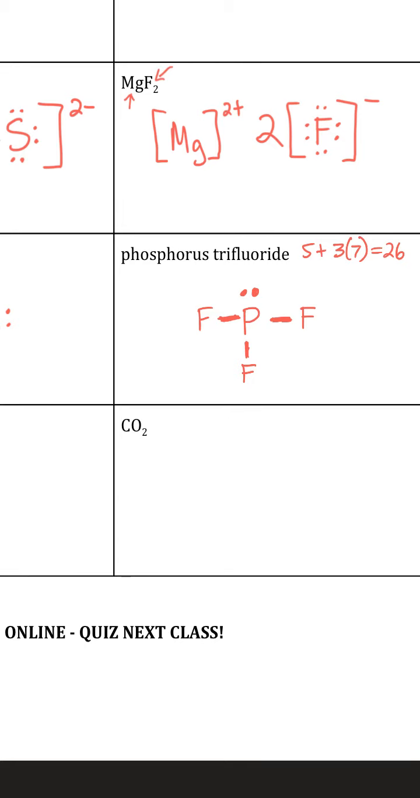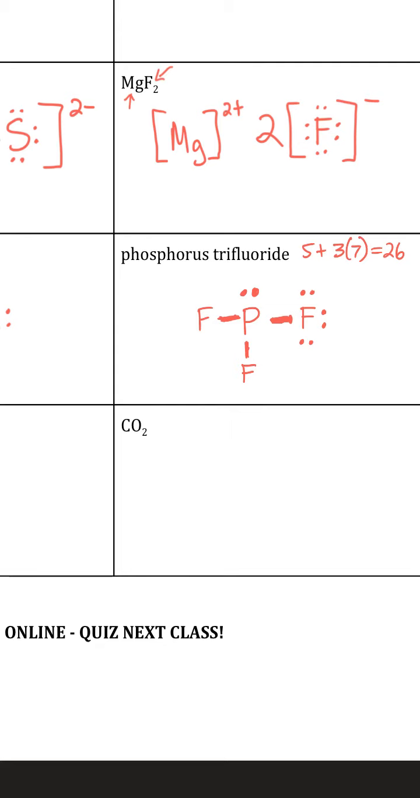Okay, so that follows the octet rule. Let's make sure fluorine also follows the octet rule. So fluorine has 7 valence electrons. So 1, 2, 3, 4, 5, 6, and the 7th one is making a bond with phosphorus. So that's 1, 2, 3, 4, 5, 6, 7, 8. So that works for fluorine.